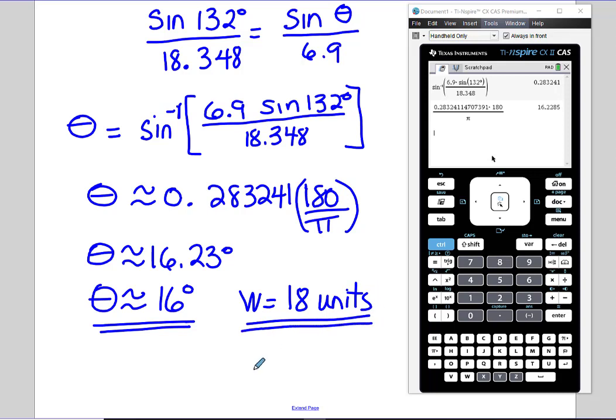to give the answer in the proper form. So that one's not too hard.